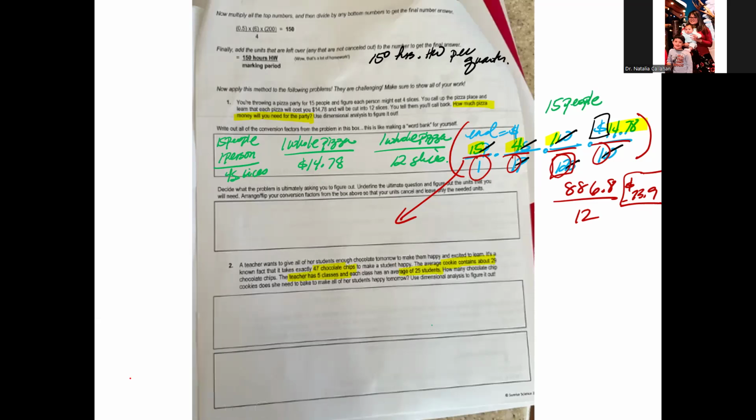So at the very end, what do you want to end with? Like the last one, we want to end with a dollar sign, right? For the cost of pizza. What do you want to end with this one? Go to the very end. How many chocolate chip cookies does she need to bake in order to make all of her students happy? Write down number of chocolate, not number of chocolate chips, but chocolate chip cookies, right? And put a star next to it because that's what you want to end with.